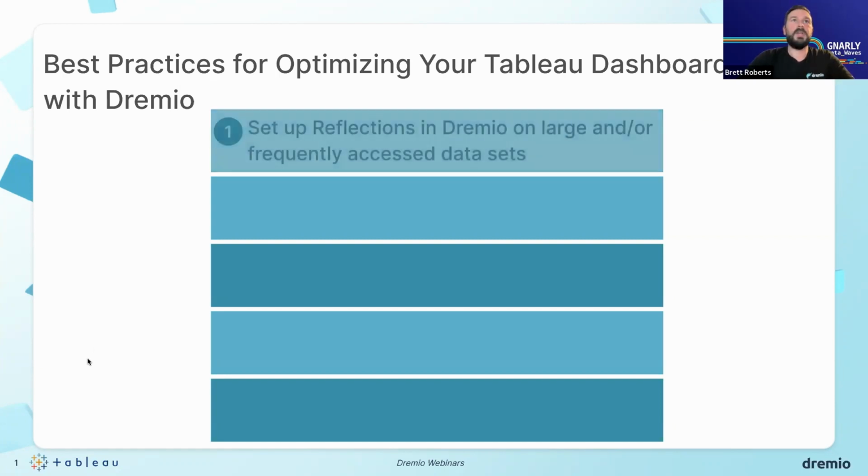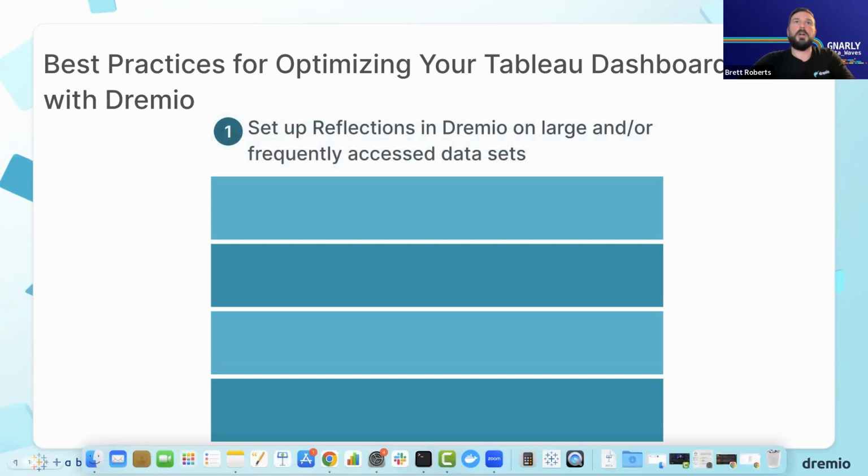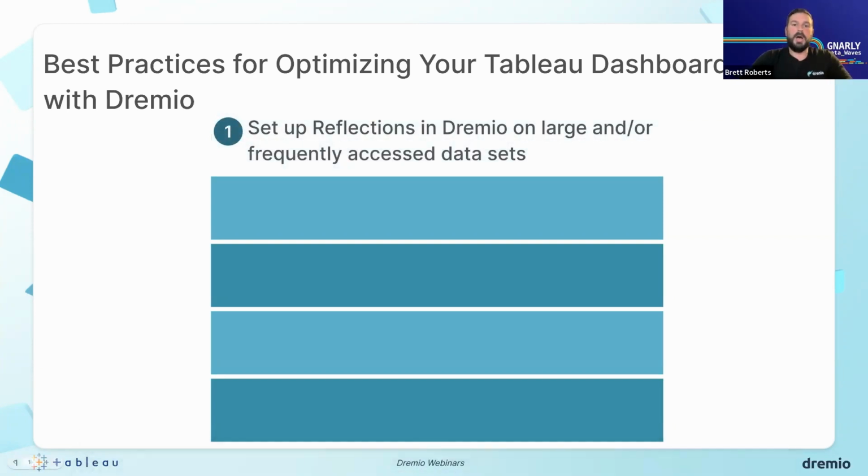Number 1 is set up reflections in Dremio on large and or frequently accessed data sets. So I think this is super important. Reflections, as we talked about in the demo, are a very powerful tool that helps you accelerate queries and add more performance to your Tableau dashboards. Reflections are a materialized view of the data. There's different types of reflections, but really it allows you to index different measures and dimensions and create pre-calculations of those.